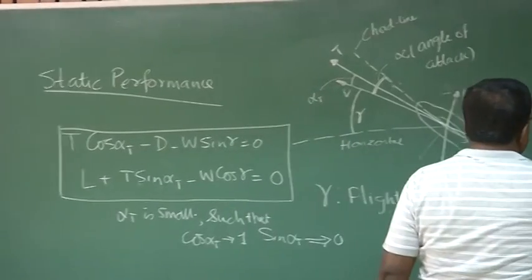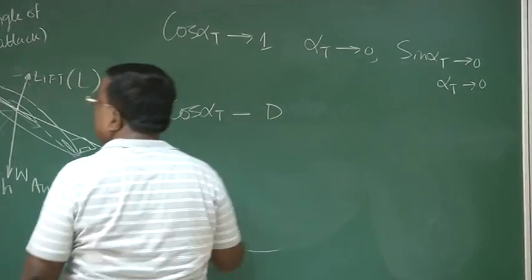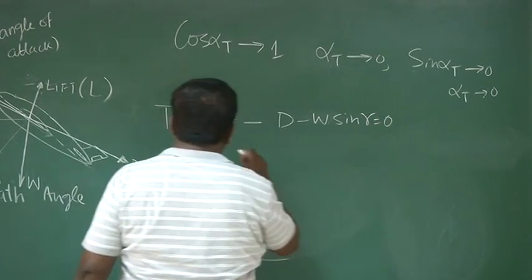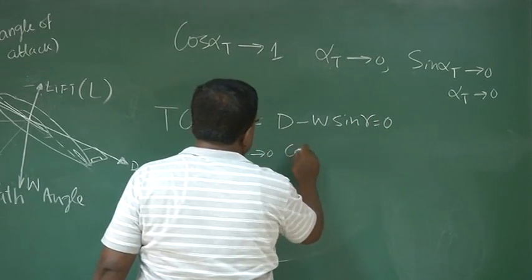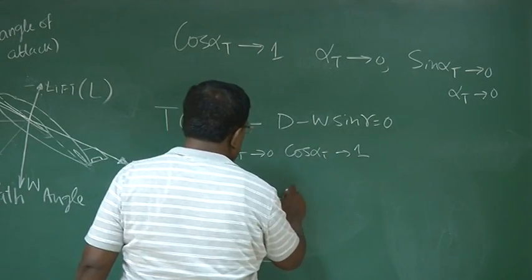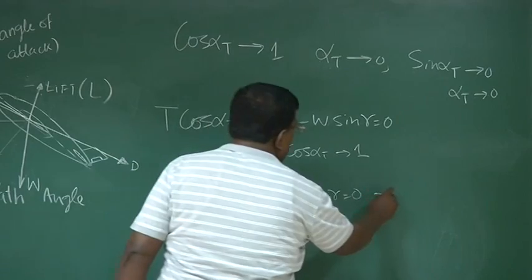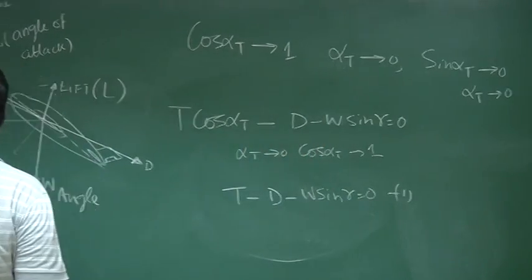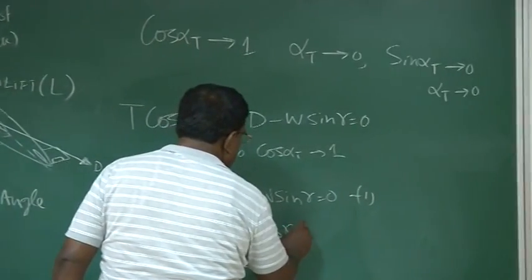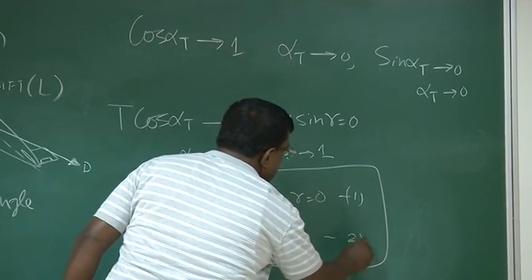In equation 1 I write T cos alpha t minus D minus W sin gamma equal to 0. If alpha t is 0, cos alpha t tends to 1, this gives me T minus D minus W sin gamma equal to 0. And the second equation, I get L minus W cos gamma equal to 0. This is the second equation.